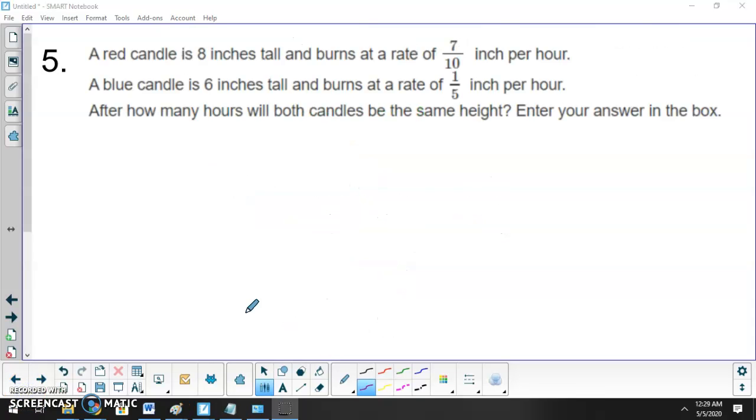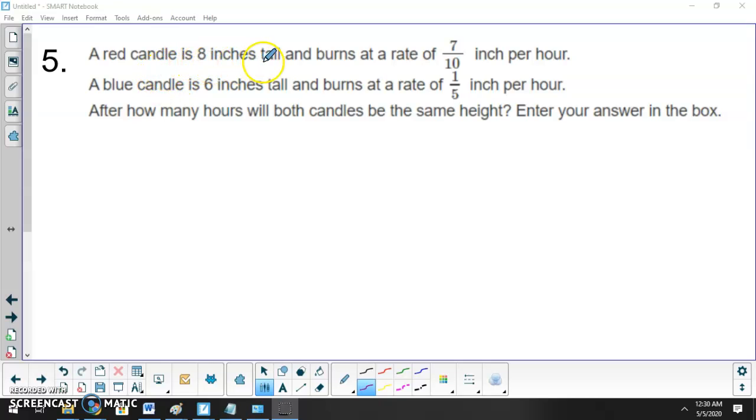So this was the most missed question on the test. 4 people got it right. That's good, but not so good. So we better go over it pretty good here. All right, so it's pretty simple idea here. You got 2 candles burning down, okay?